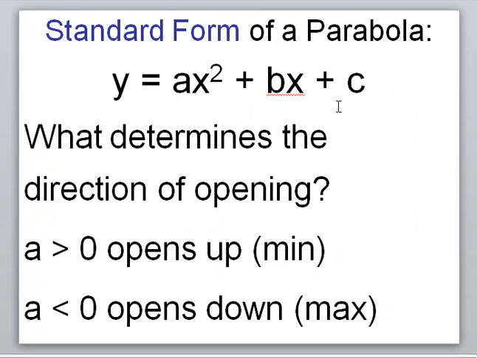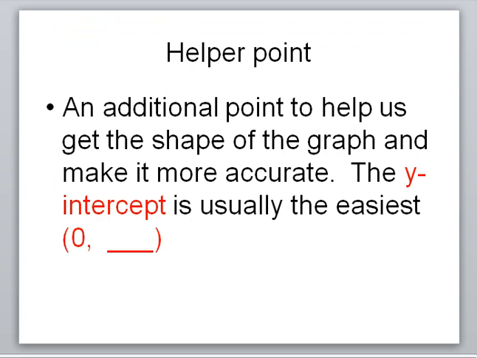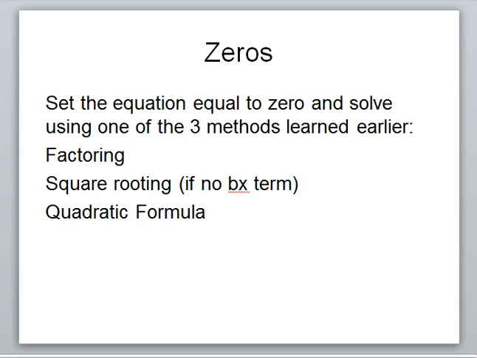We're also going to look at this and determine if the a is positive or negative. If it's positive, it's the minimum. If it's negative, we know it's a max. We're going to continue to find those helper points, and we're typically going to plug in 0 if at all possible. But the one more thing that we're going to do is find the zeros. And when we're finding the zeros, we're going to do that by factoring, by square rooting if there's no bx term, or by using the quadratic formula. And then we'll have to transfer that quadratic formula into a calculator to get the decimal answer.